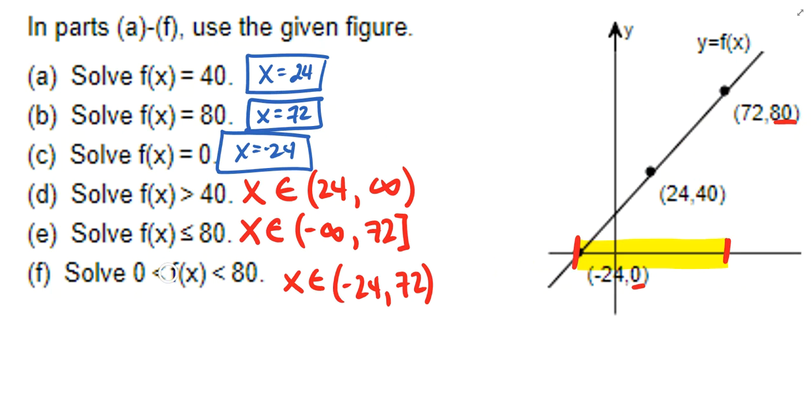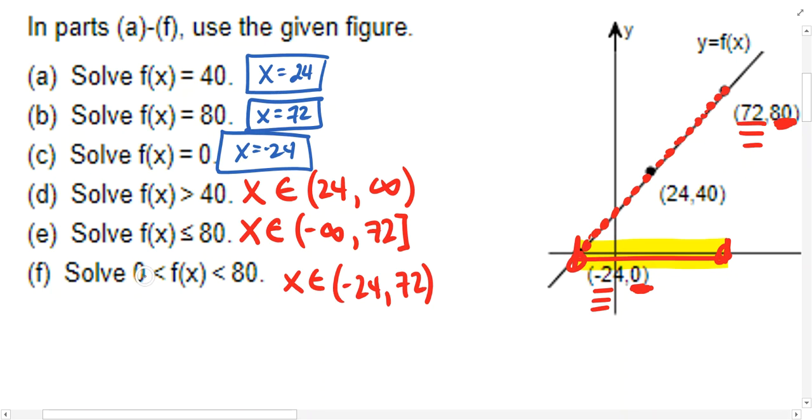So for this example, we know that our y values have to exist between 0 and 80, and those occur at all of these coordinates along this section of the graph. Every one of these coordinates, no matter what they are, would have a y value that's less than 80 but larger than 0. And all of these coordinates on this stretch of the graph correlate to the x values down here. So anywhere between an x value of negative 24 and an x value of 72, we will generate a y value between 0 and 80. And this would be a good representation for that interval notation.